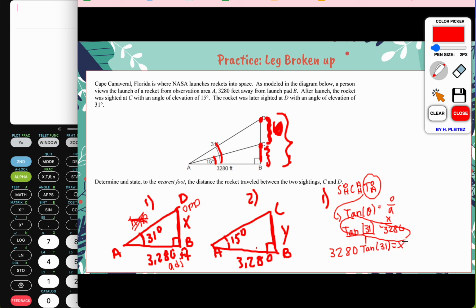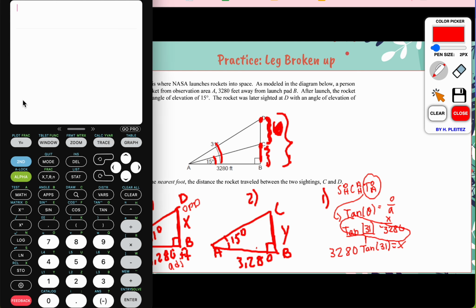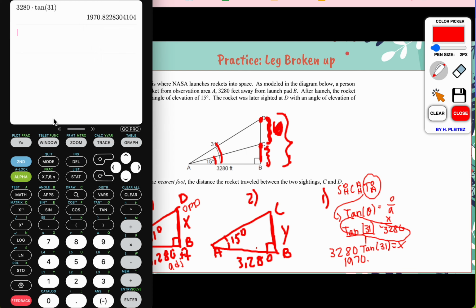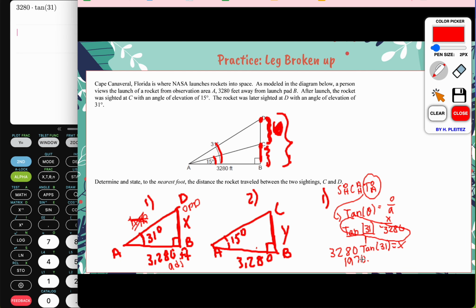And now we know that once x is by itself, we can go to our calculator. And we've already made sure we were in degree mode, so we're good. So 3,280 times tan of 31 is going to give us 1970.823. I'm going to round it right now, but when I'm subtracting, I am not going to put 0.823 in. I'll show you what we're going to do after.